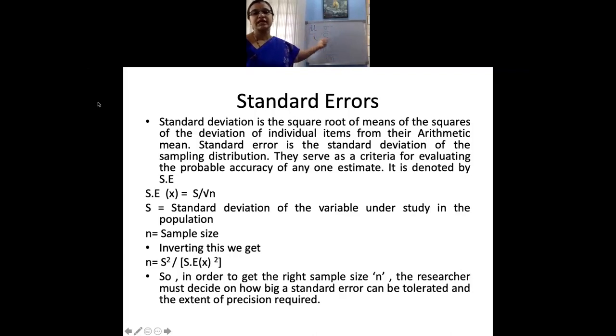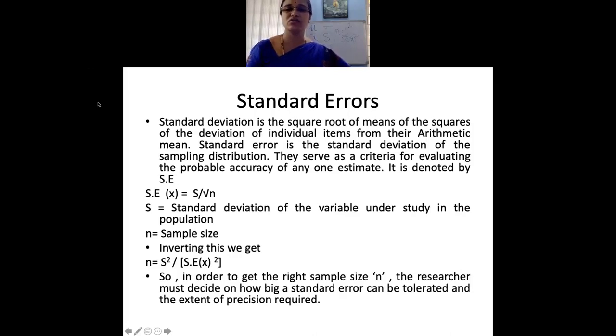Now this again, if we change it, we get the sample size. So n is our sample size. Now, taking n as our sample size, when we take this to the other side, we get S squared divided by the standard error squared. Because it was a root here, once the root goes to the other side, it becomes a square. So this is how you calculate your sample size.